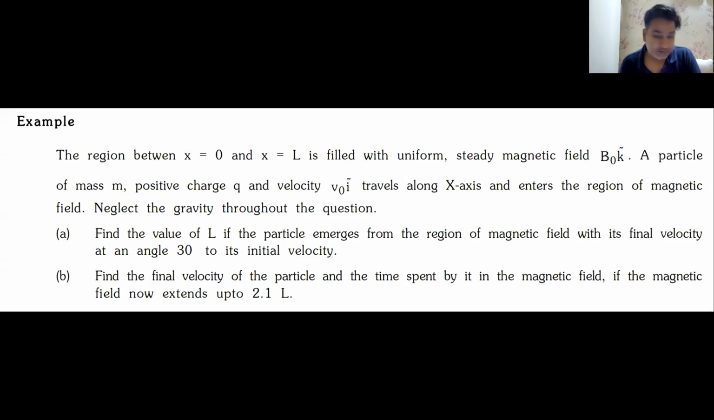So now let us move on to a simple question. In this simple question, the particle is moving in a uniform magnetic field. The region between x equal to 0 and x equal to L is filled with a uniform steady magnetic field B is equal to B naught k. A particle of mass m, charge q, and velocity v enters with velocity v naught i. Neglect gravity. Gravity is not there in such a question. You have to find the value of L such that the particle emerges with its final velocity taking an angle of 30 degrees with the initial velocity.